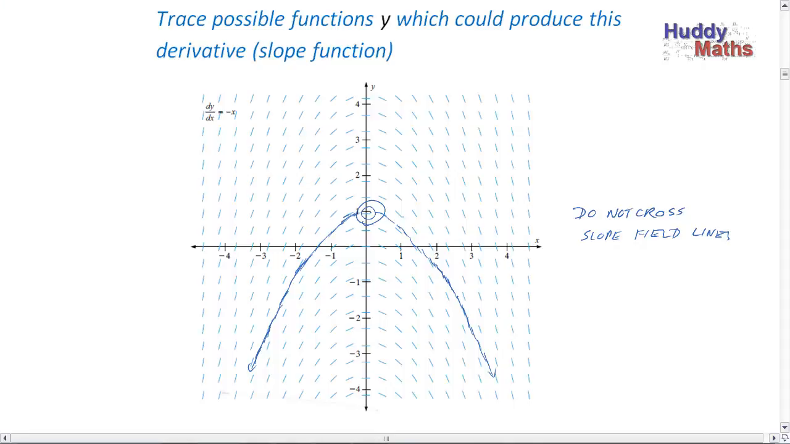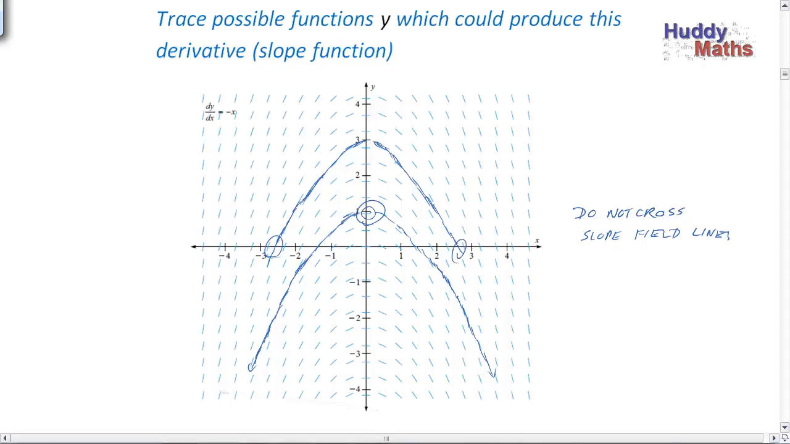Are there other possible functions? Yeah, what about one going through 3 here? Come through 3. Okay, come down, come down, come down, come down. We pick up this one. We can find a rough y-intercept. Notice we're not going across any slope field lines. We've got to obey the tangent property. Okay, see that idea? So you could estimate the x-intercepts of this one. Estimate, of course, very rough.